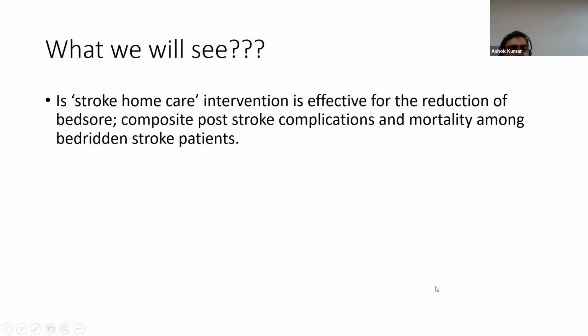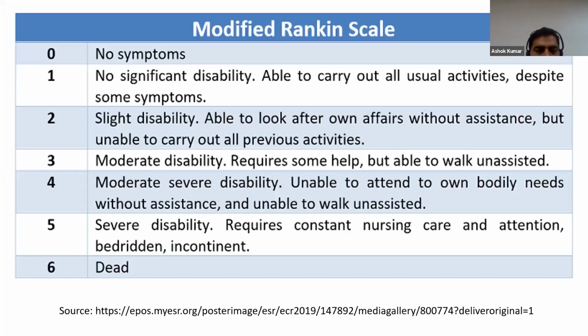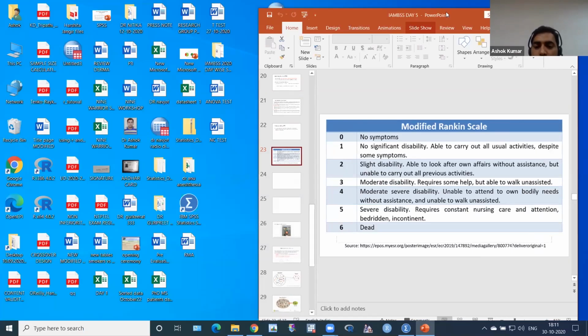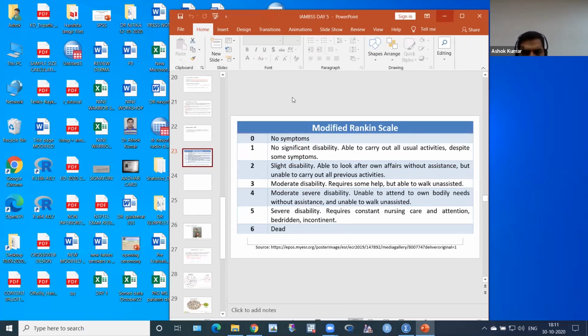So what we see is that stroke home care intervention is effective for the reduction of bed sore, composite post-stroke complication, and mortality among bedridden stroke patients at 3-month follow-up. We want to see this. So what do we have to do? We have to open SPSS. Otherwise, we cannot do it. So I think I have sent it.